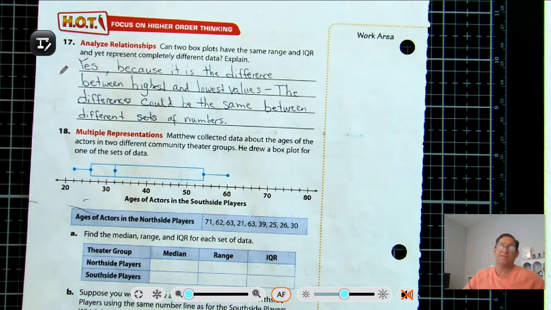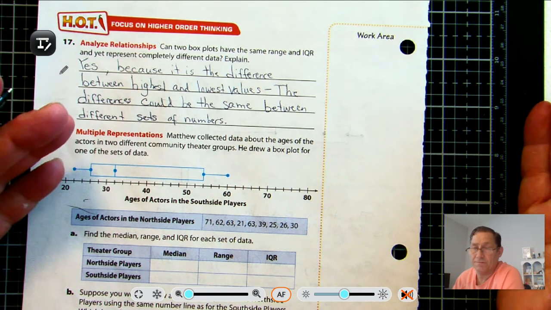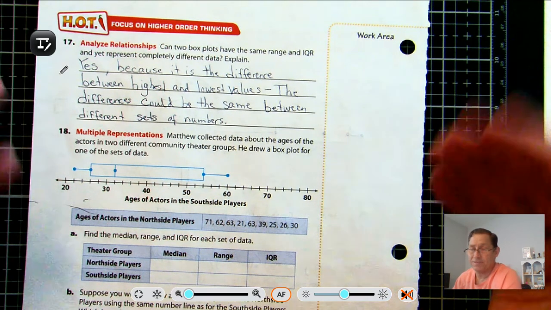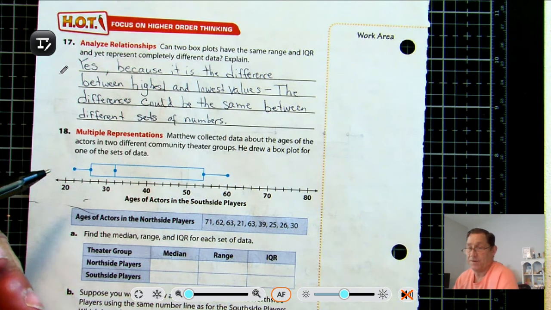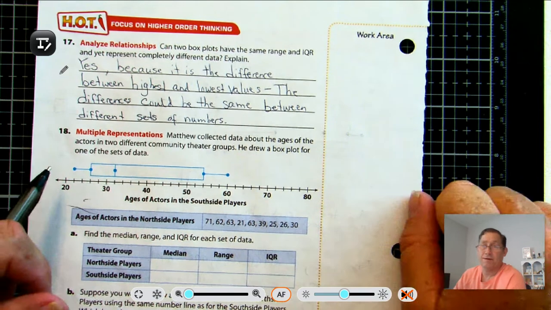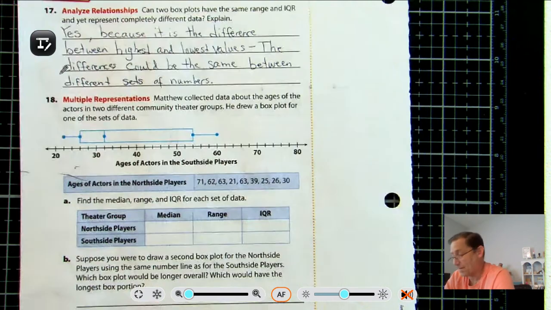All right. So yes, because it's the difference between the highest and lowest values. And so the differences could be the same between different sets of numbers. So for instance, what if I had a low of 5 and a high of 12? Well, the range would be 7, right? But what if the other set of data had a low of 1 and a high of 8? The range is still 7, because 8 take away 1 is 7. All right. So it's because of this, just the difference. When you subtract those two values, they could be the same.